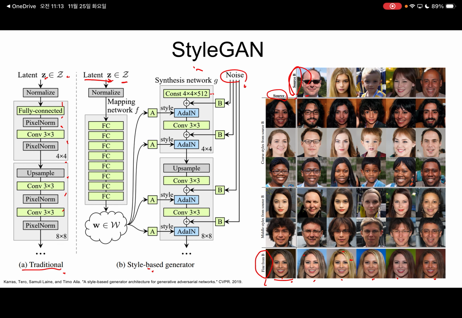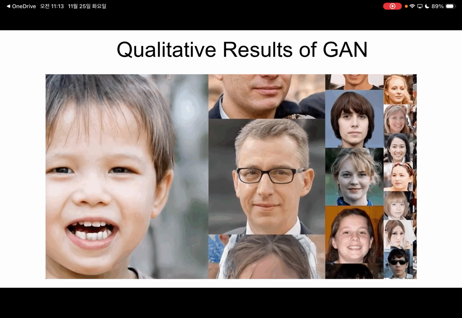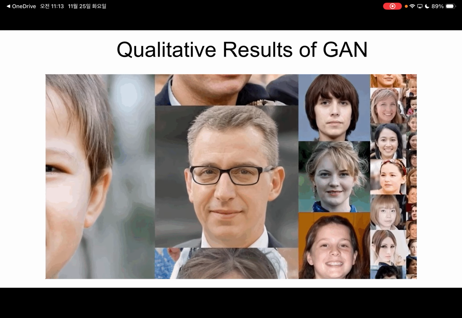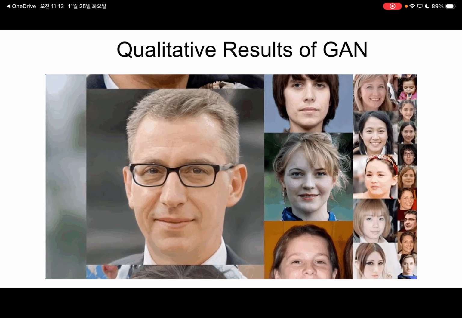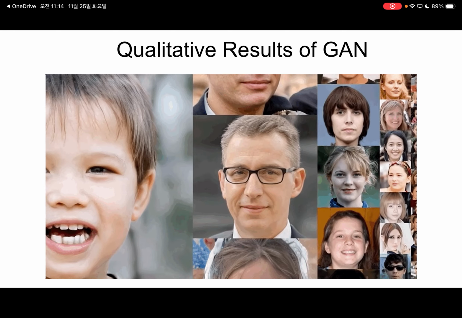That is StyleGAN. And this shows the qualitative result of GAN. You remember the result of VAE? It was quite blurry, right? Compared to VAE, when trained with good hyperparameters and a good balance between generator and discriminator, GAN gives good results. Facial images become much sharper and much more detailed than VAE's outputs, right?